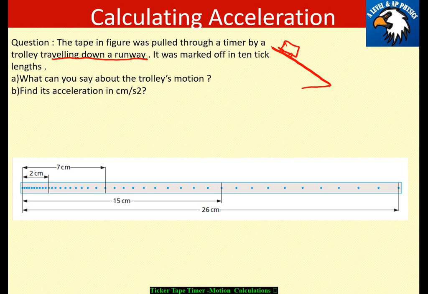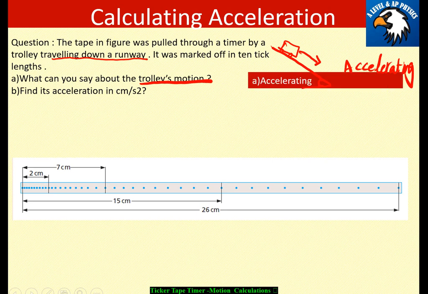So you can see as this trolley is moving down, it will be accelerating. We need to understand the trolley will be accelerating because there is a net force acting on it. So the first part is simply asking us, what can you say about the trolley's motion? We will simply say the trolley is accelerating. So this is our answer.